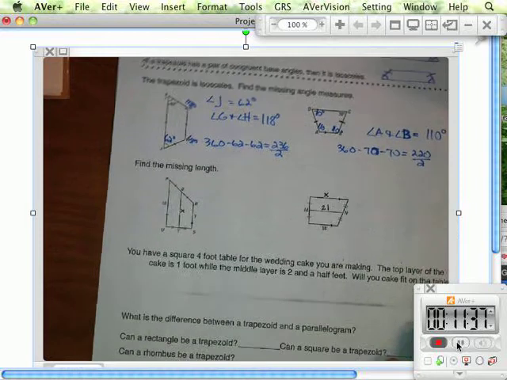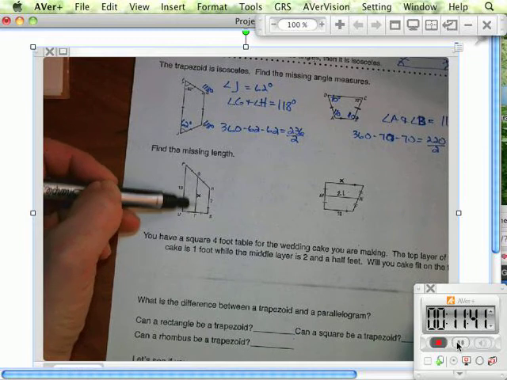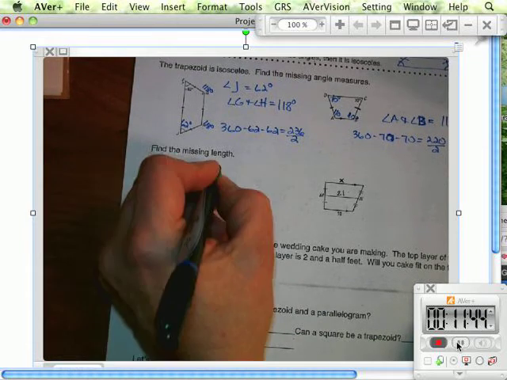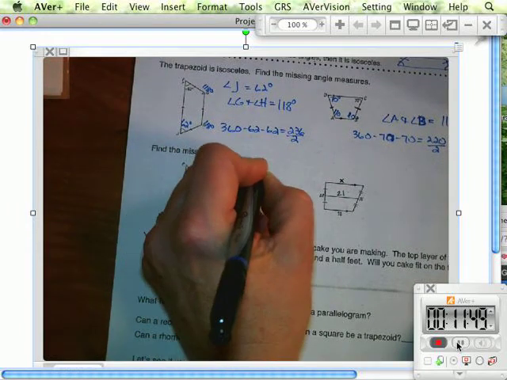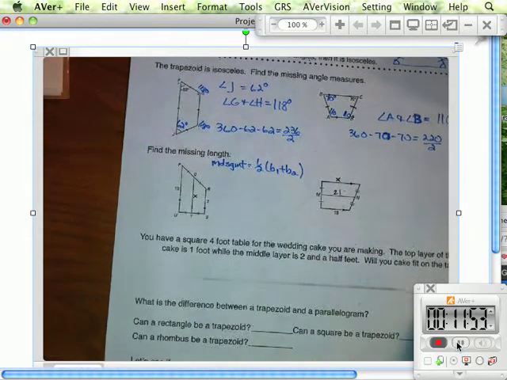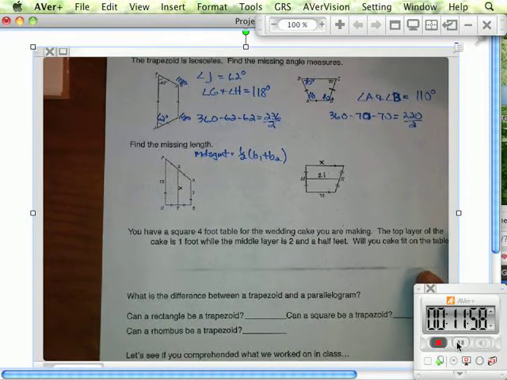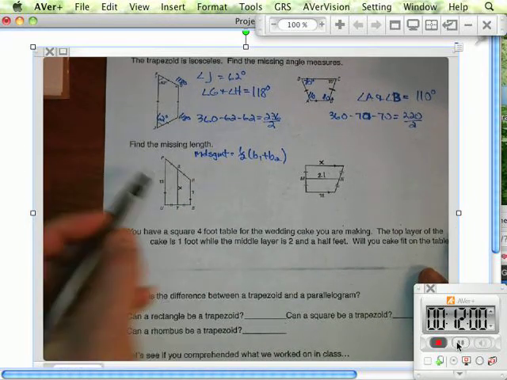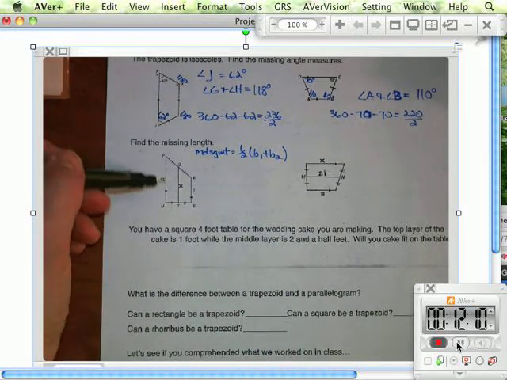Find the missing lengths. So, obviously, we're looking for the mid-segment, and I gave you a little formula for that. I'm going to abbreviate mid-segment equals 1/2 (B1 plus B2). Half, adding the bases together. You take half of it. So, what are my bases in this picture? 13 and 7. Just because it's sitting like this, these are the parallel sides, so those are the bases.